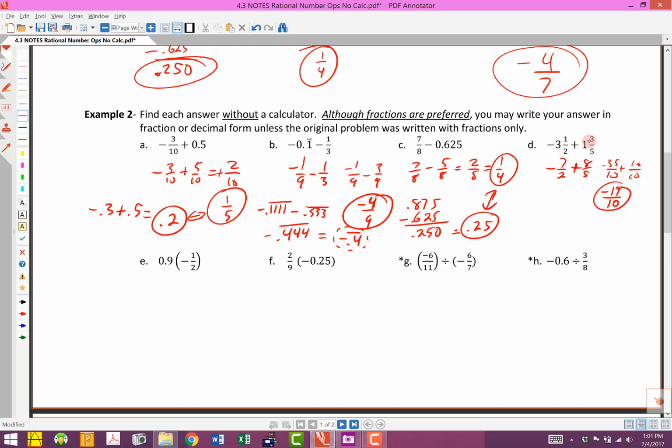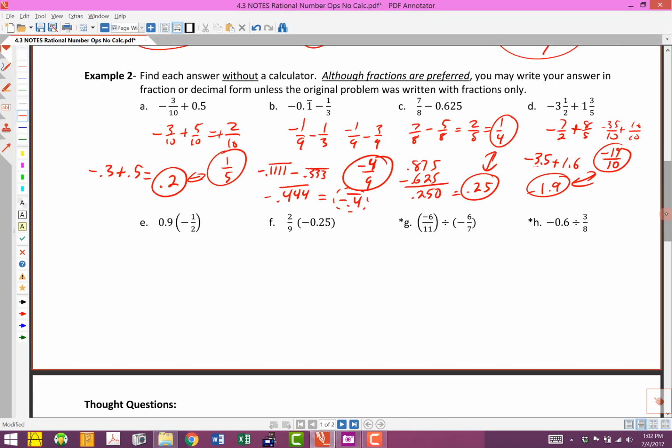If we wrote this as a decimal problem, that's going to be negative 3.5 plus, got to think about 3/5, that's going to be 0.6, so 1.6. Different signs, find the difference. The difference is 1.9 and the bigger one's negative. Okay, so same answer either way there. Alright, let's keep going here.